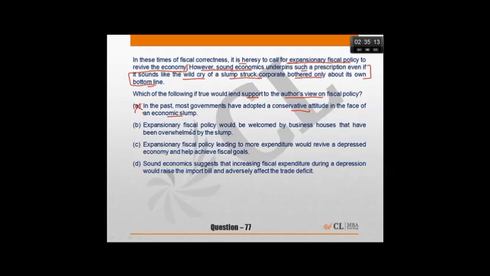Choice B, expansionary fiscal policy would be welcomed by business houses that have been overwhelmed by this. They would be welcoming it. It does not matter. Is it the right thing to do? That is what I am looking at. Some data to support such an action.